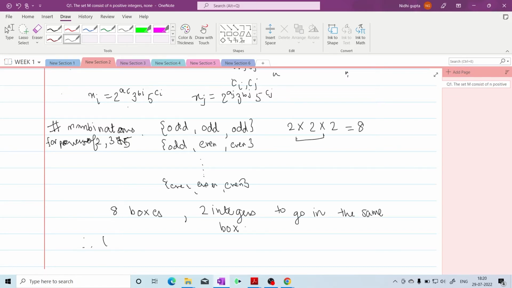Therefore, the least n should be 9. Because if we have 9 integers, at least 2 of them will go in the same box. That is, for at least 2 of them the powers of 2, 3 and 5 will have the same parity, which will make the product a perfect square.